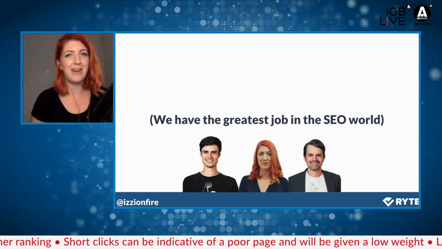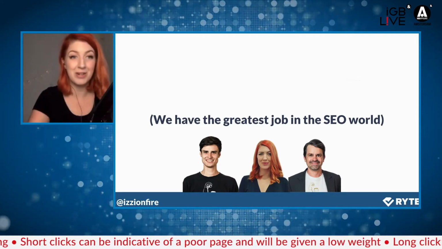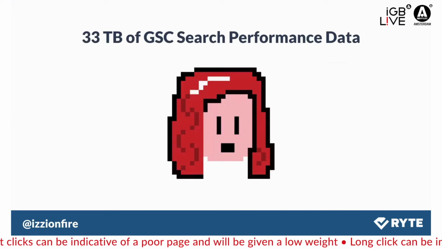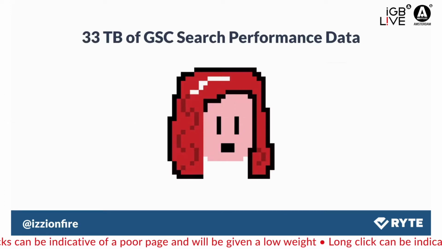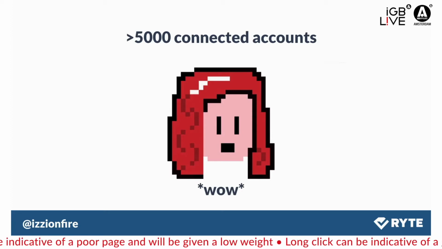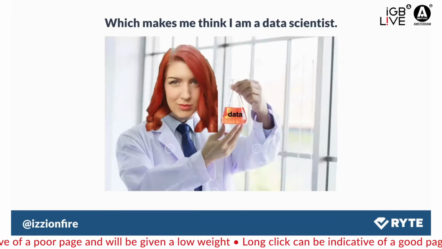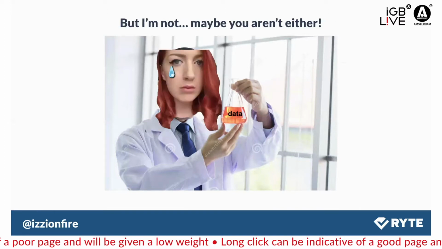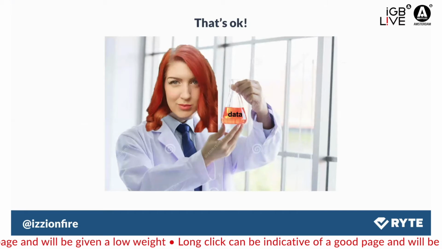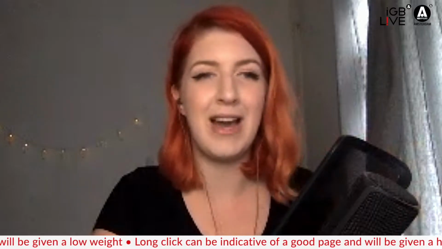And myself and my colleagues, Alex and Marcus in the technical SEO team at Ryte, have the best job in the world, in the SEO world, maybe in the world, because we have over 33 terabytes of GSC search performance data. And that's over 5,000 accounts that we can just sift through. We can analyze, we can find those patterns and then share it with you all as well. This does make me think I'm a data scientist, but I'm not, unfortunately. That's okay. You don't need to be a data scientist to handle all of that you have there.